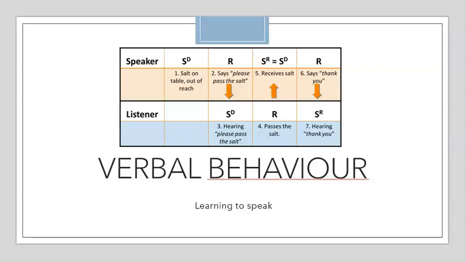Instead of rewarding them every time they say truck when a car goes by, because they generalized all vehicles as truck, as they get older, we'll only reward them when they say the right word. So truck, car, minivan, that kind of thing. Okay, so that's how we can use shaping for verbal behavior, so learning to speak.